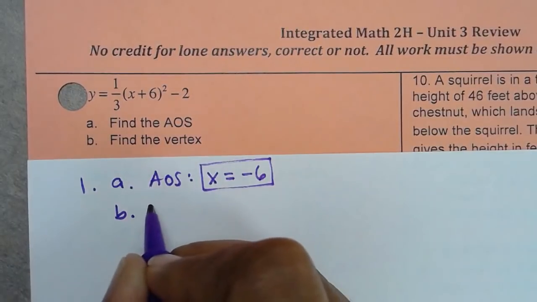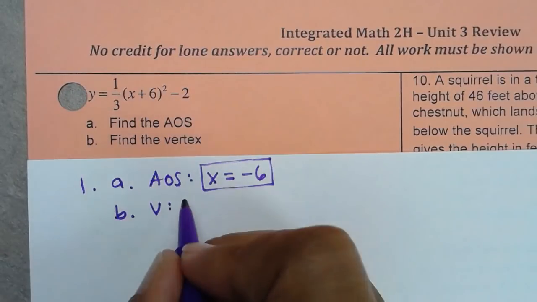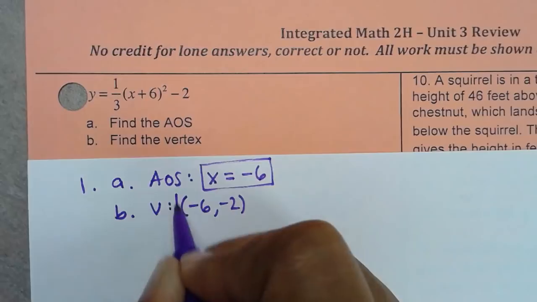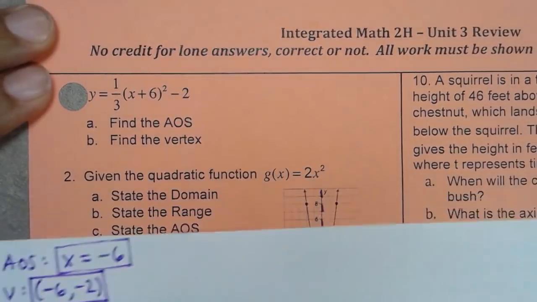Part B, finding the vertex. To find the vertex, you have to go opposite same. So the opposite of positive 6 is negative 6, and the same exact number we have is negative 2. And that's the vertex. All right, let's go ahead and take a look at number 2.